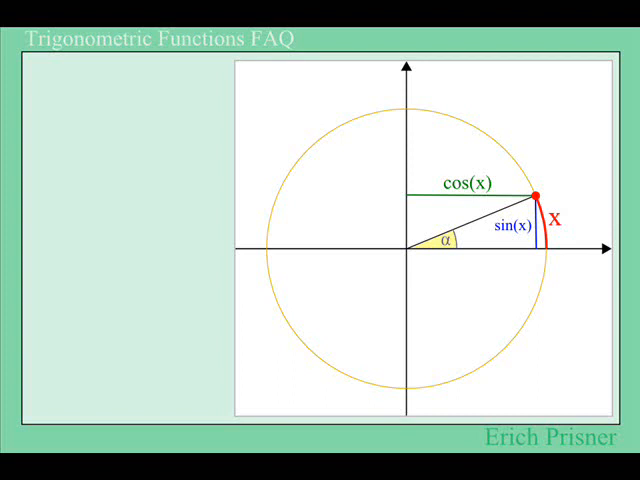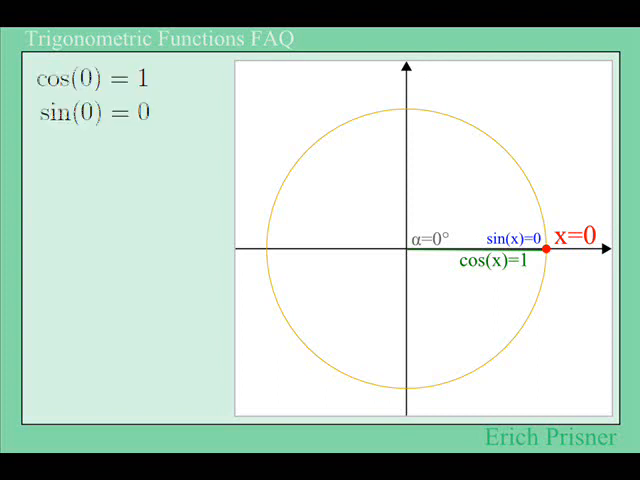Then cosine of x and sine of x denote the x-coordinate and the y-coordinate of that point. Since we start at position (1, 0), at the very right, as shown here, we know that cosine of 0 must be 1 and sine of 0 must be 0.